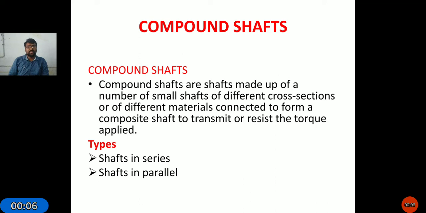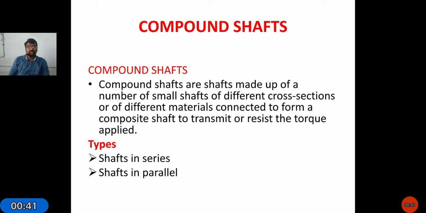In the previous class, we discussed a number of problems regarding calculation of torque, diameter, power, and angle of twist for shafts of uniform cross section. Now in this section, I am going to explain compound shafts. A compound shaft is nothing but a shaft made up of different materials or with different diameters.